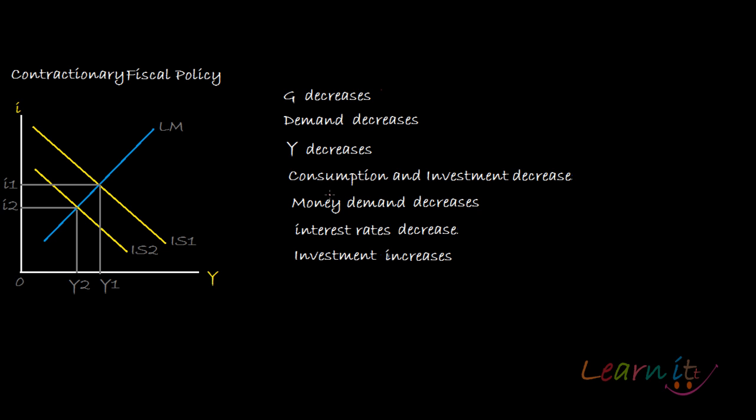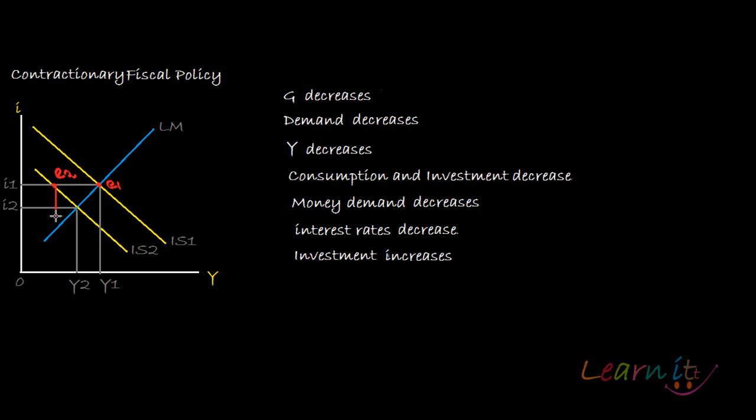Contractionary fiscal policy. So initially, the economy is sitting at E1, where the goods market, which is shown by IS1, and the money market, which is shown by LM, are both in equilibrium. Now the government decreases government expenditure. So the economy will move to point E2. Note that this is not an equilibrium point.